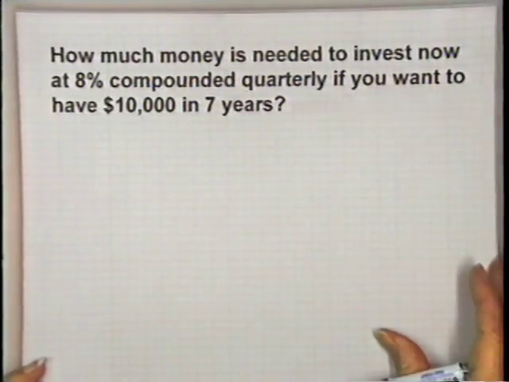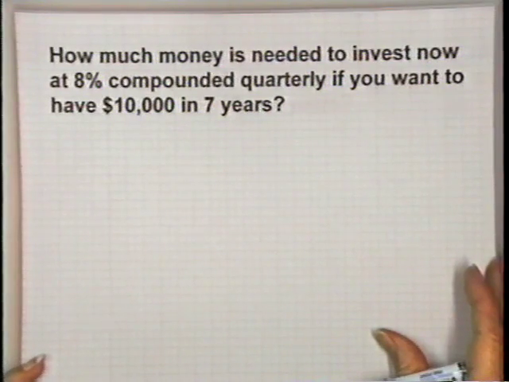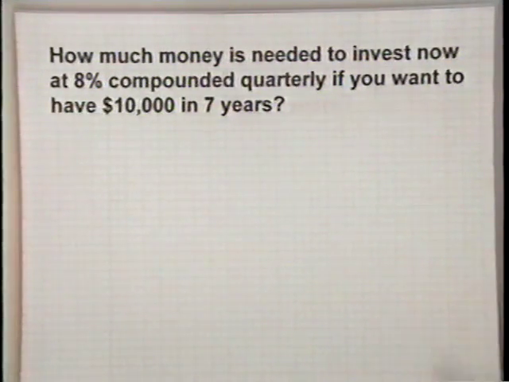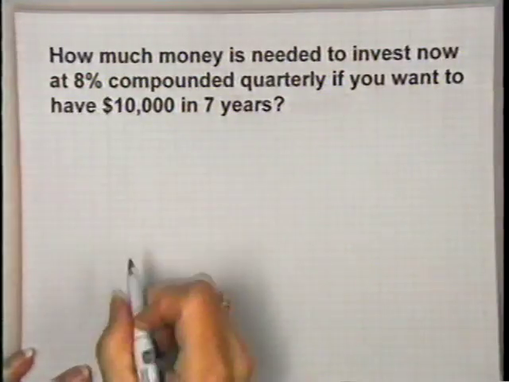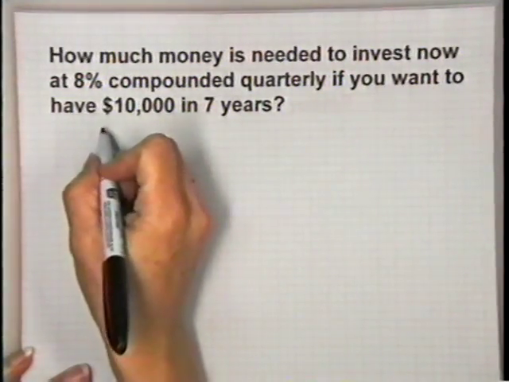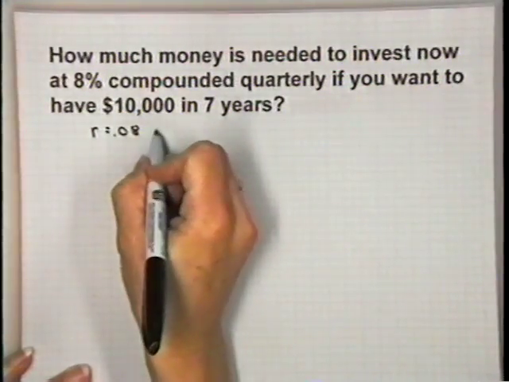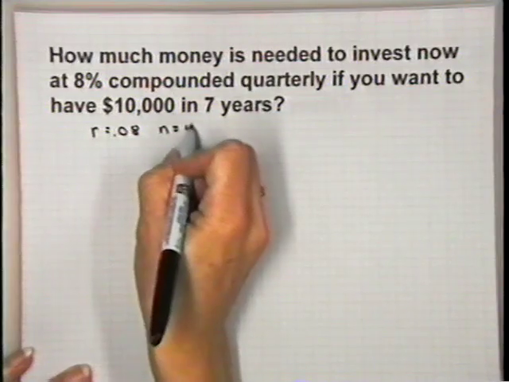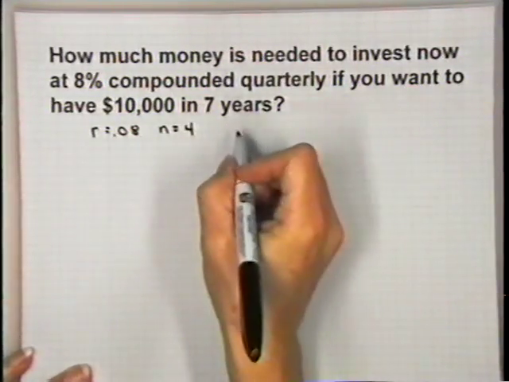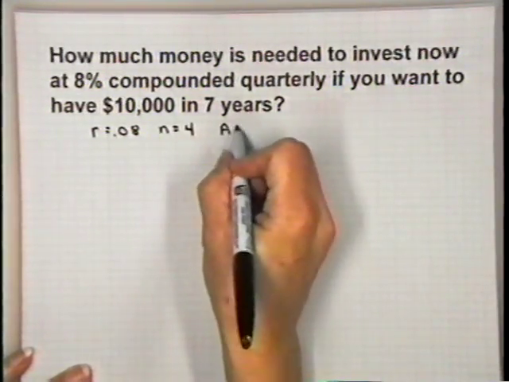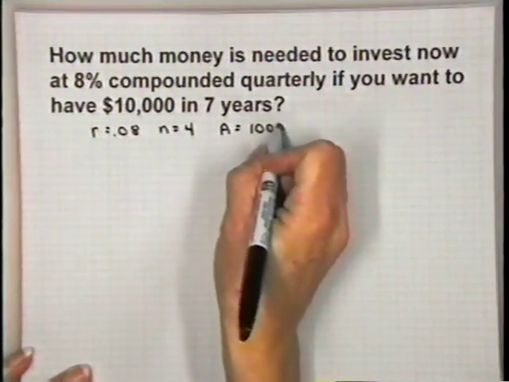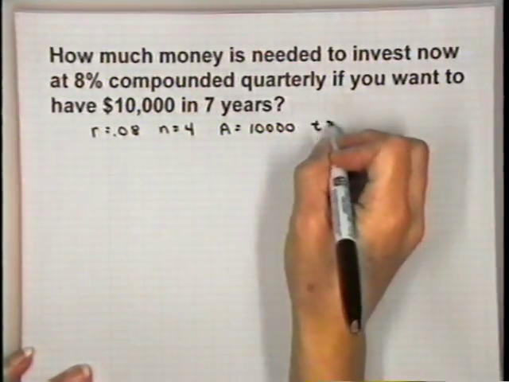How much money is needed to invest now at 8% compounded quarterly if you want to have $10,000 in 7 years? Well, let's kind of label things. Our interest rate R is 8%, 0.08. We're compounding quarterly. That would be 4 times a year. We want to have 10,000, so the amount we want is 10,000, and our time is 7 years.